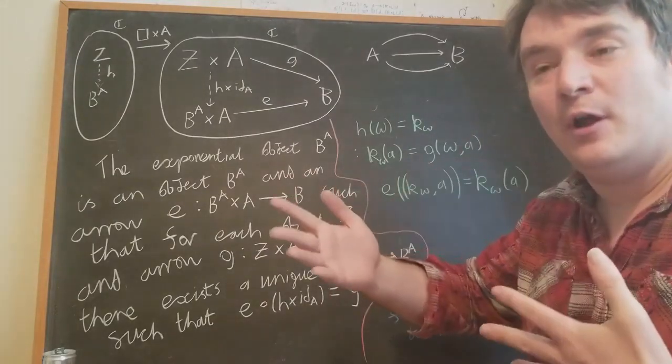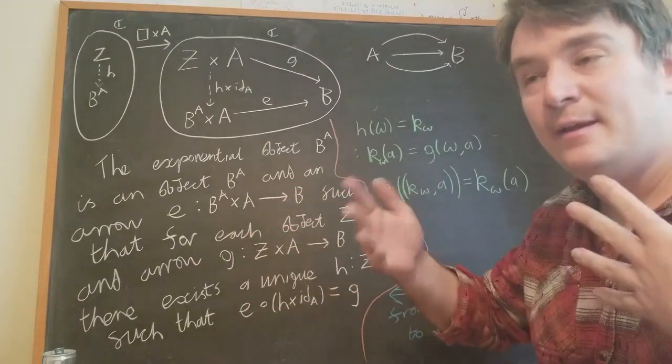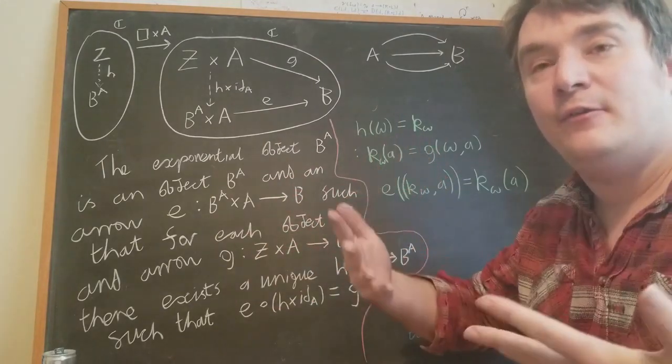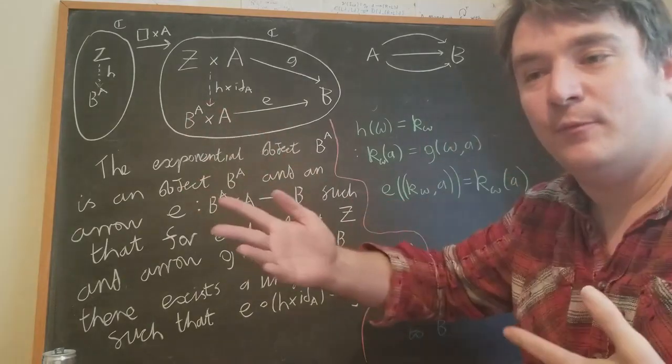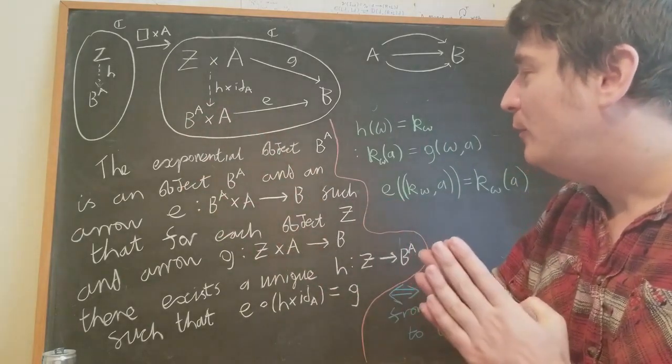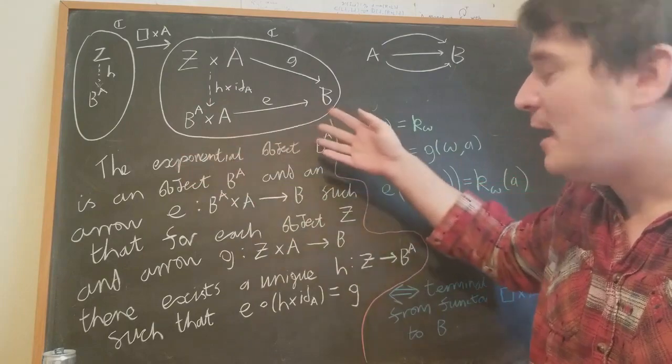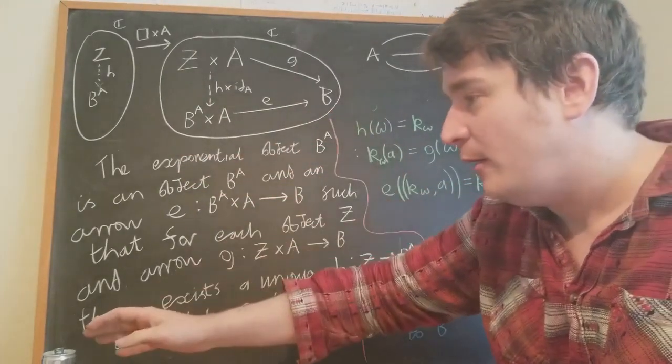Okay, so we're going to have a look at another super important idea in category theory, and it's going to correspond to one of these universal morphisms, okay? So this is the idea of an exponential object. So what is it?